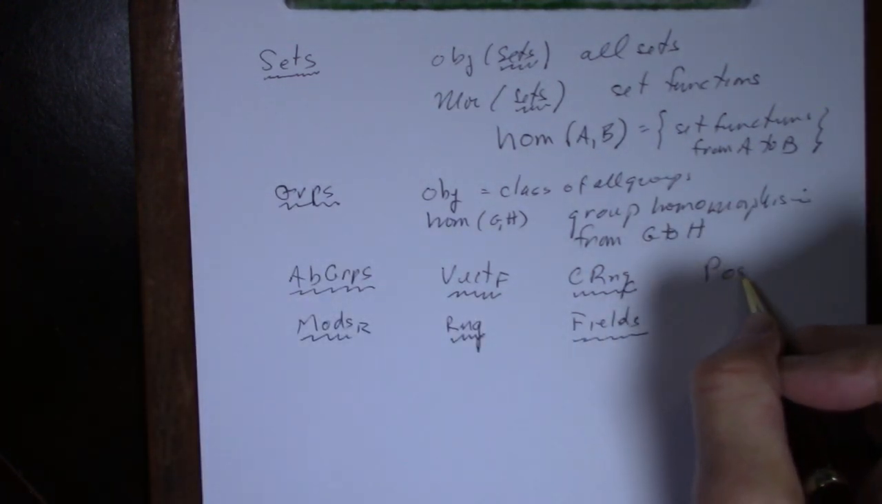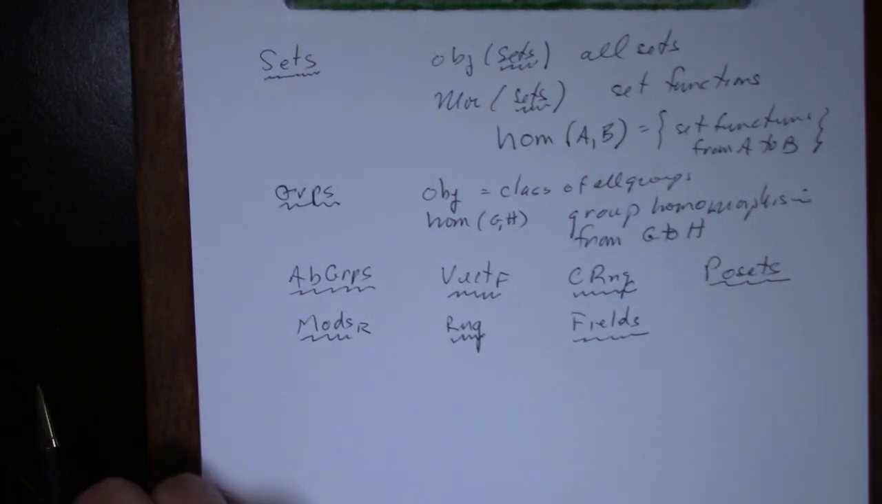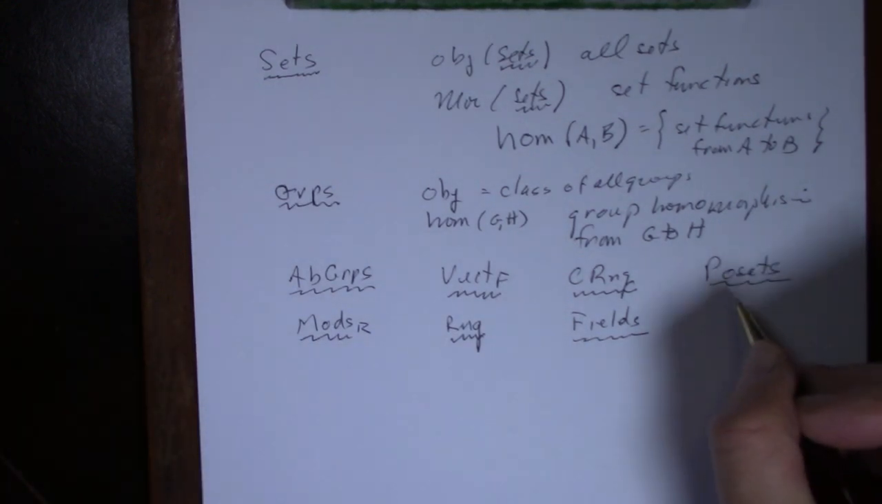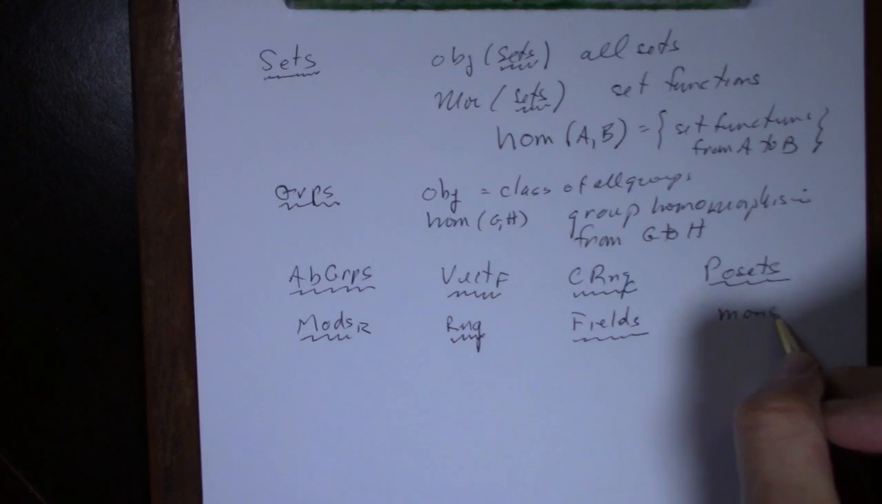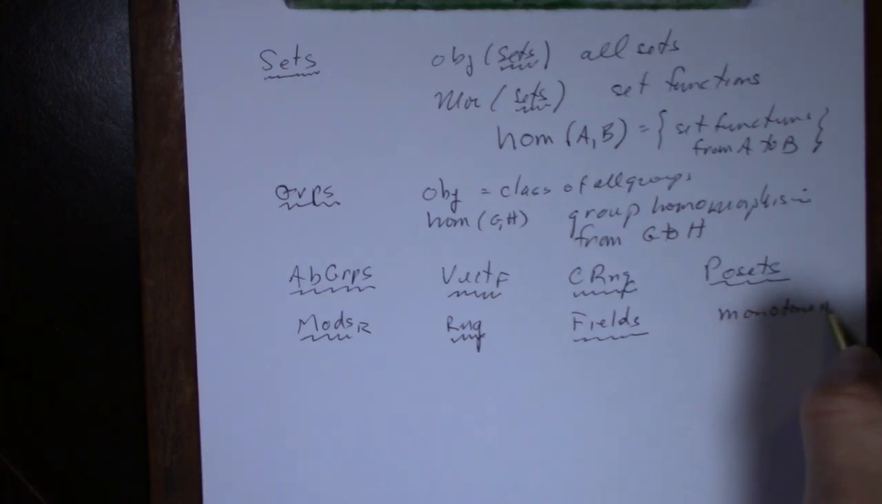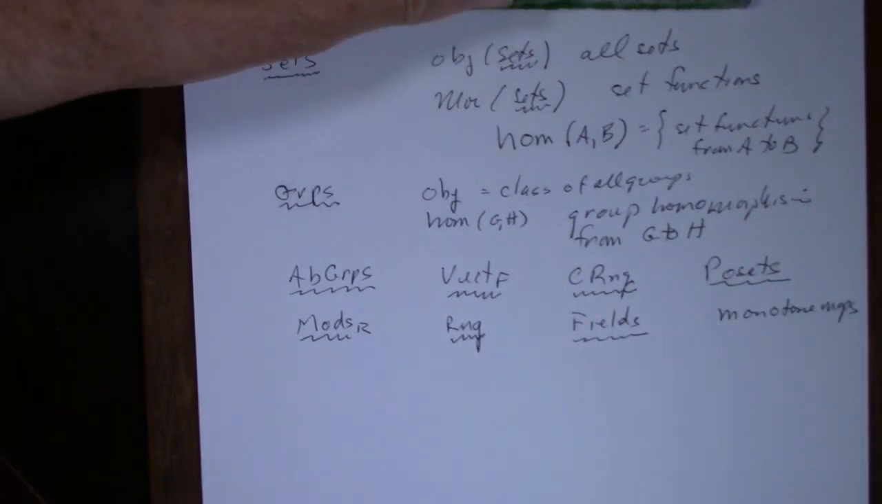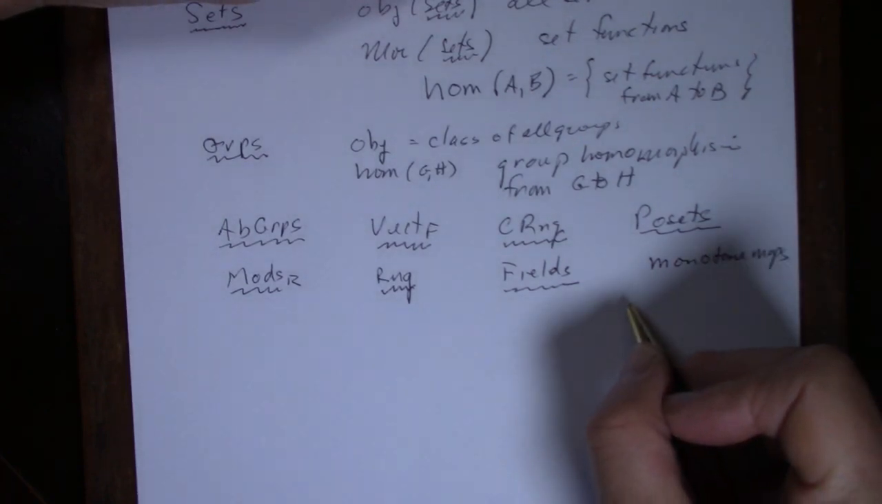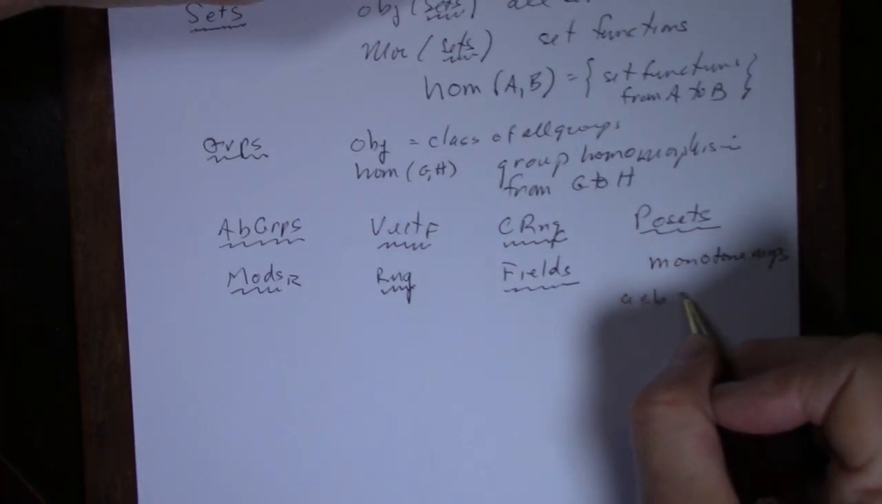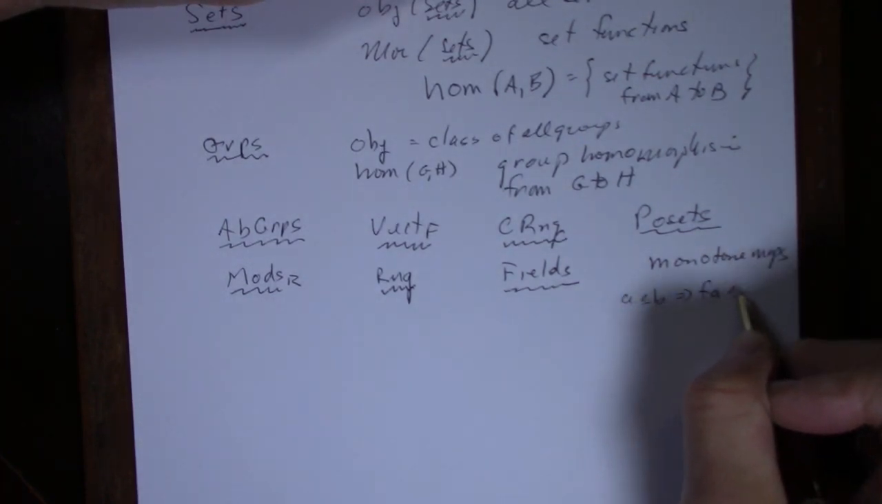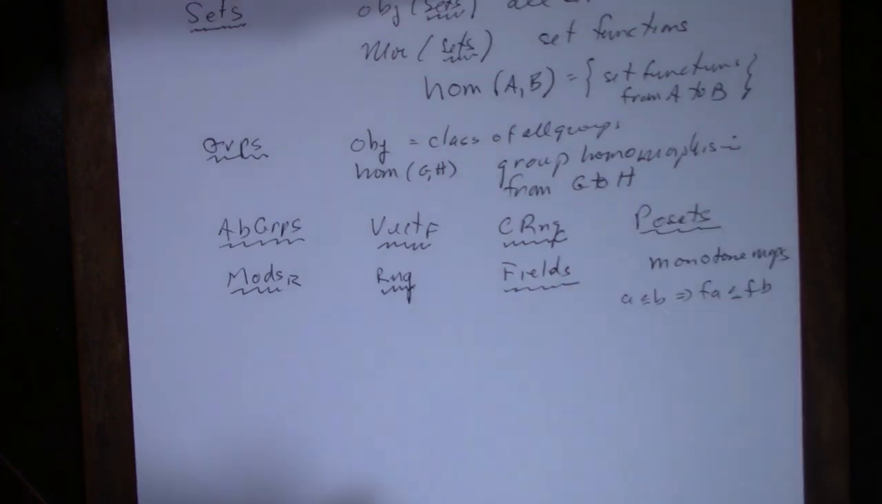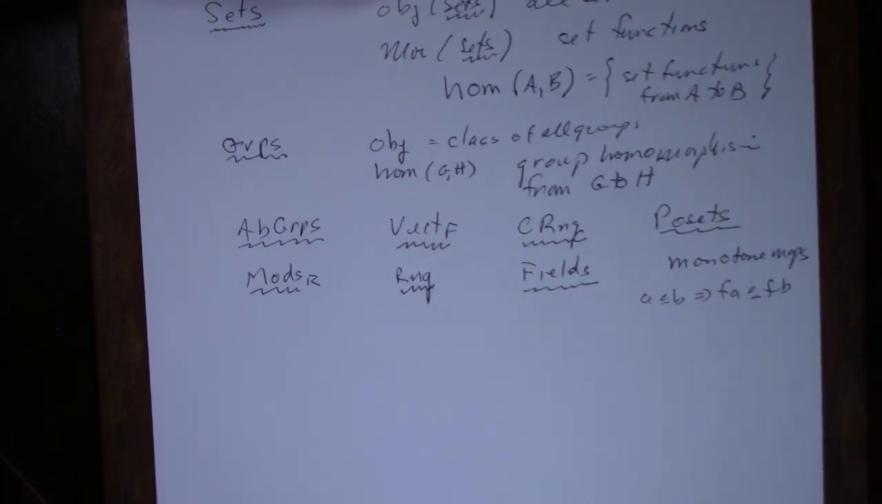Posets. The objects are the class of all partially ordered sets. And the morphisms are the monotone maps. So what's a monotone map? A less than or equal to B implies F(A) less than or equal to F(B). They preserve the inequality structure in a poset.